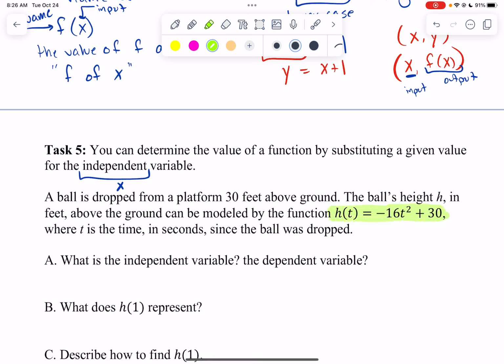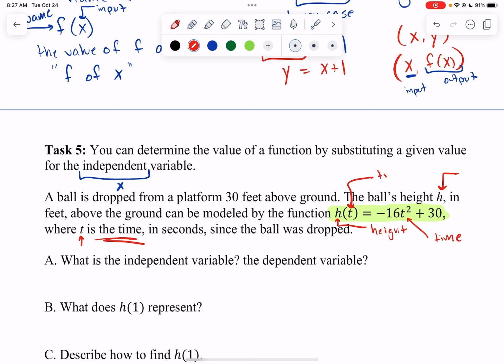It's in function notation. So h is the ball's height. I take negative 16 times t squared plus 30, where t is the time. This t right here represents the time. So it's the height at a given amount of time. Our time is in seconds, and our height is in feet above the ground, since the ball was dropped.